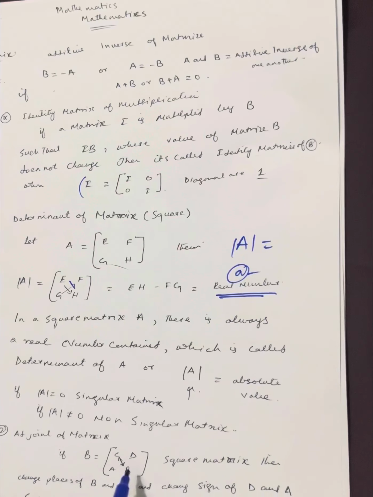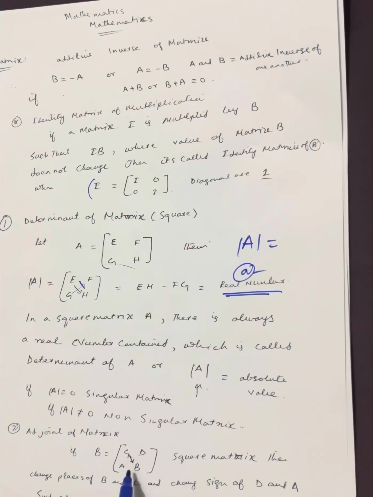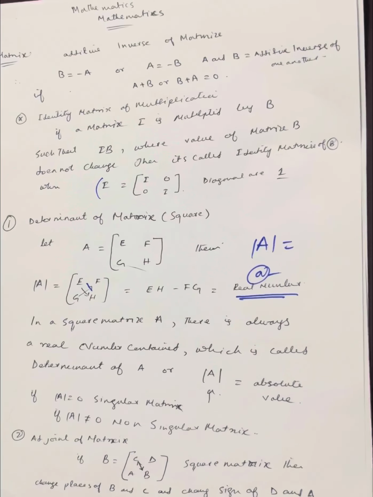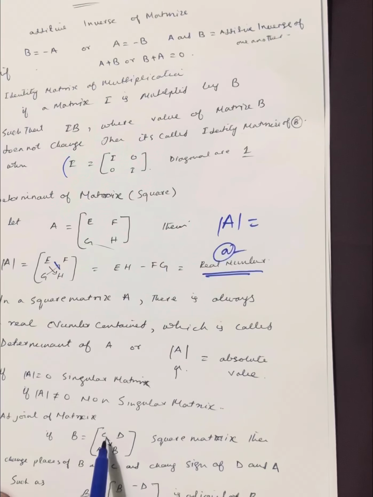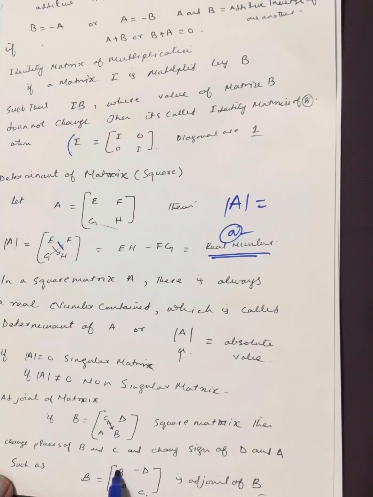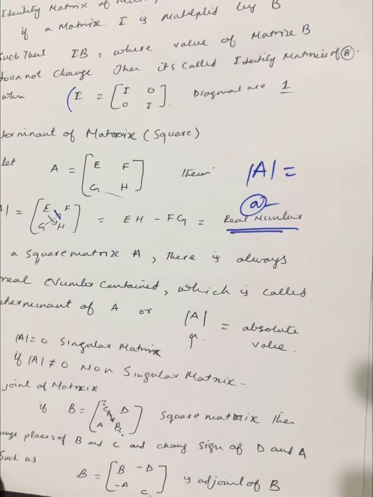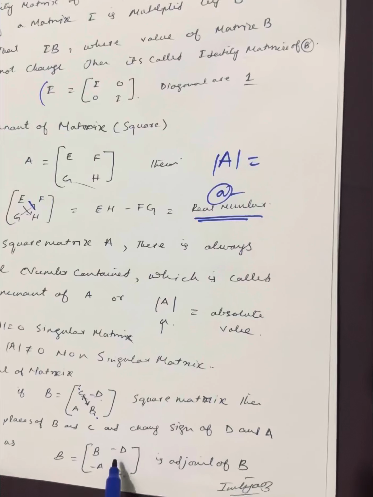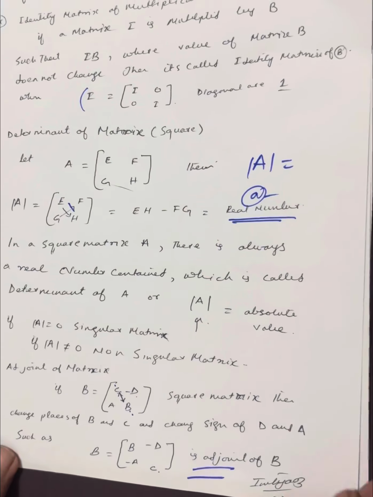So the adjoint of a matrix. Let's say this is B. B is a matrix with elements A, B, C, and D. B is a square matrix. So what do you do in the adjoint? In the adjoint, you just change the position. You bring C here, and B you take there. You replace B with C and C with B, and change the sign of these two diagonal elements: D, minus D and minus A. So it's called the adjoint of B.